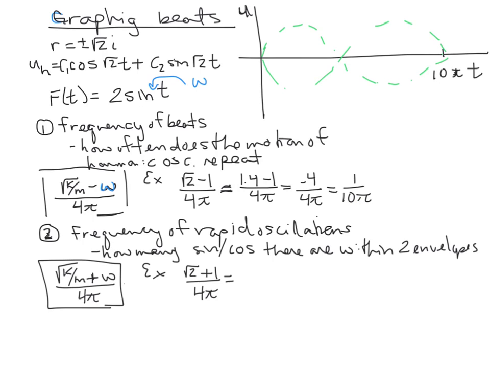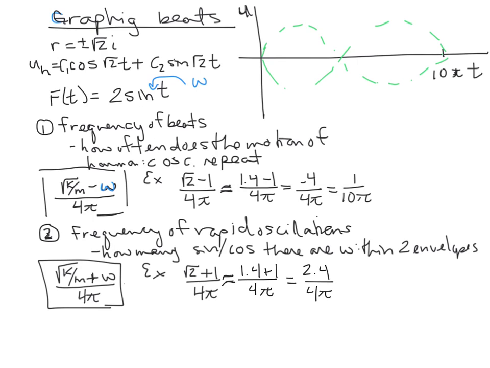That was important, so I'm going to say that again. For the frequency of rapid oscillations, I want the bottom to match whatever I got from the frequency of beats. Okay, so square root of 2 is 1.4. I'm going to add 1, divide by 4 pi. So I get 2.4 divided by 4 pi. This is an approximation.